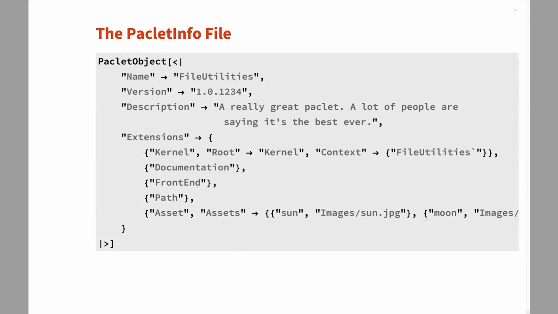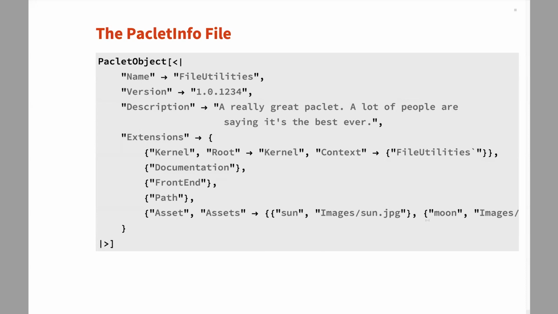All right, so here I'll just glance at a non-trivial but not particularly complicated PacletInfo file. We've got this head Paclet object, and then in association with some rules, the name and version are required. You can't have a paclet that doesn't have a name and a version. You could have some short description. And then the extensions part is really the key. This is where you describe the things that your paclet has.